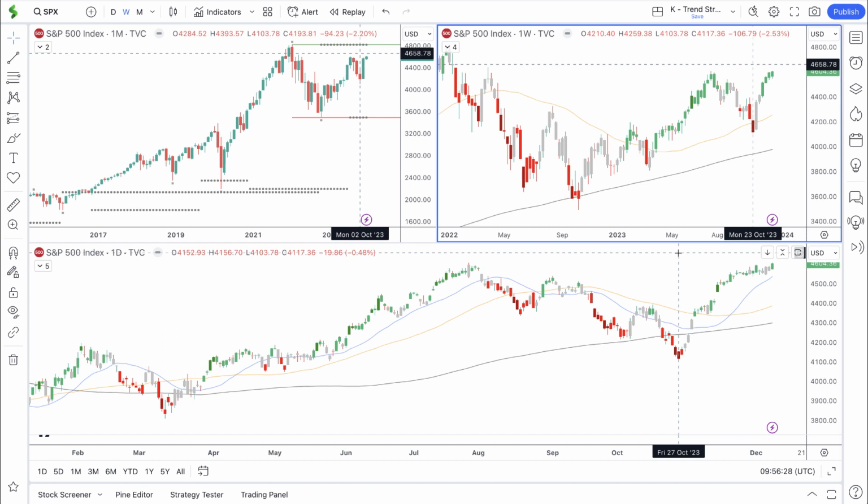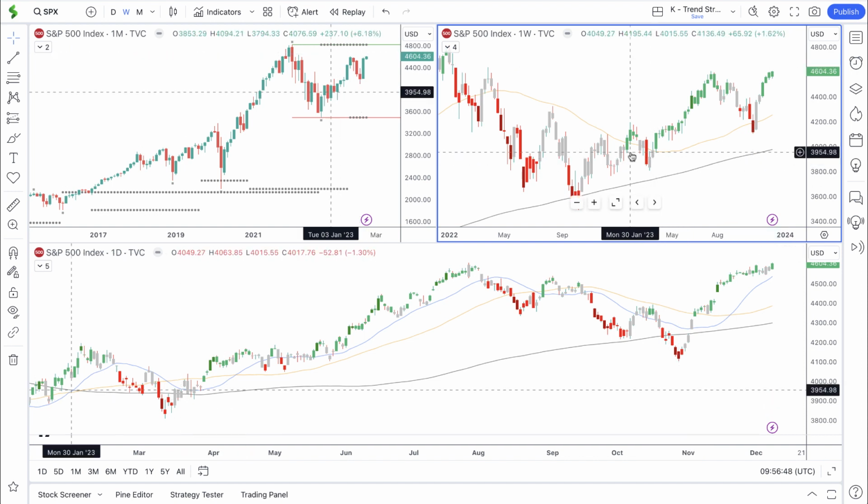Apple had a 3% move to the upside this past week and it's on the verge of breaking out of its all-time high and also above the $200 round number. In today's analysis, we're going to take a deep dive into Apple, but first of all, let's begin by looking at the S&P 500 to get an overall view of the whole market.